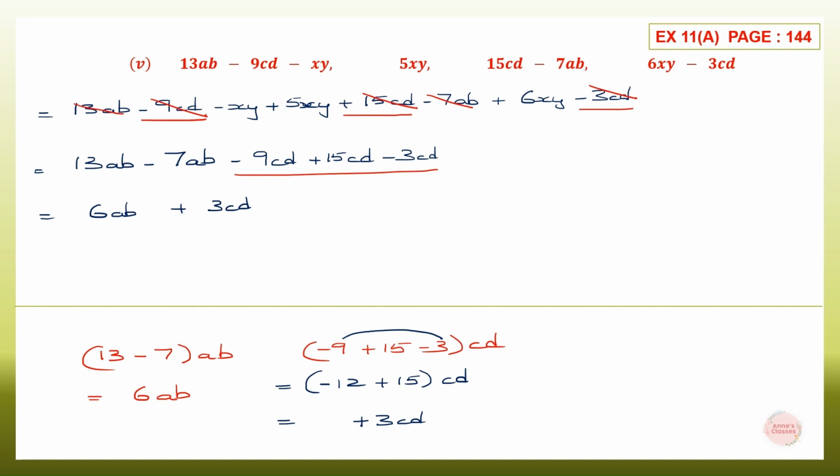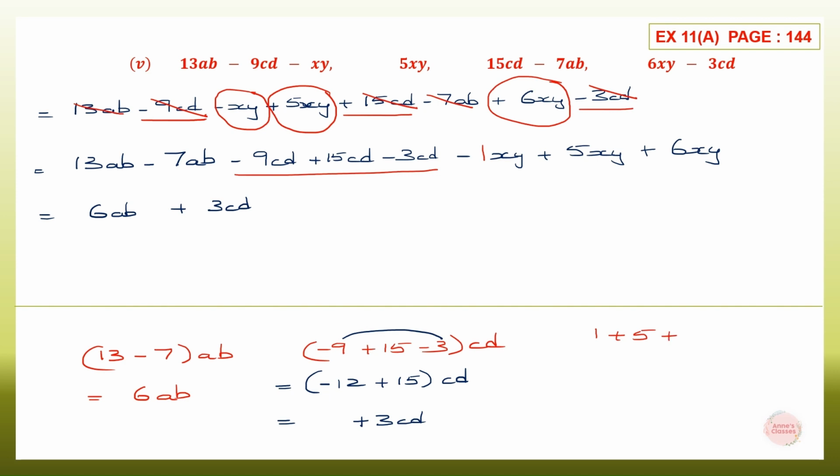Next we have xy. So we are taking minus xy plus 5xy and plus 6xy. Let's write that down: minus xy plus 5xy plus 6xy. Here again this is 1. Let's take only the numbers: 1xy plus 5 plus 6xy. They're all plus, so it's easy, it's addition. 1 plus 5 is 6, 6 plus 6 is 12, 12xy. So let's write that, plus 12xy. So our final answer is 6ab plus 3cd plus 12xy.